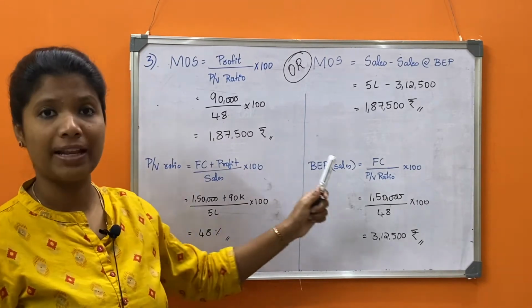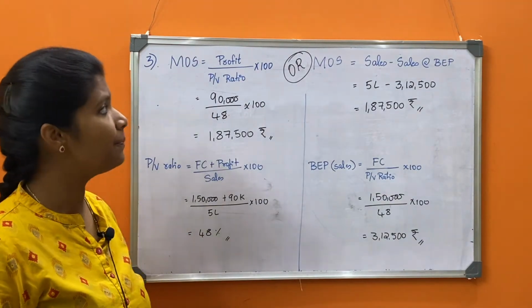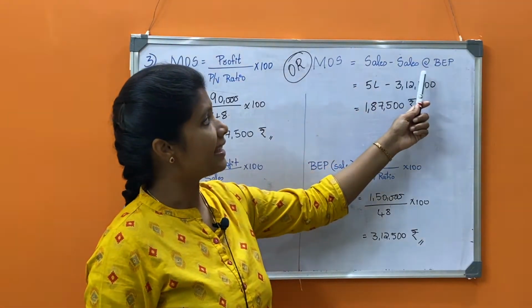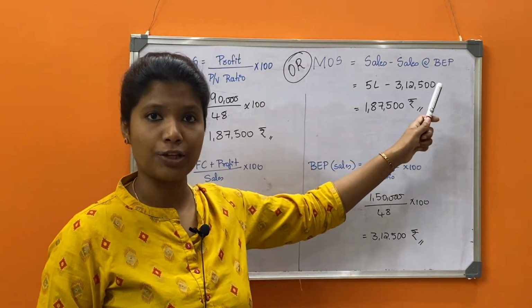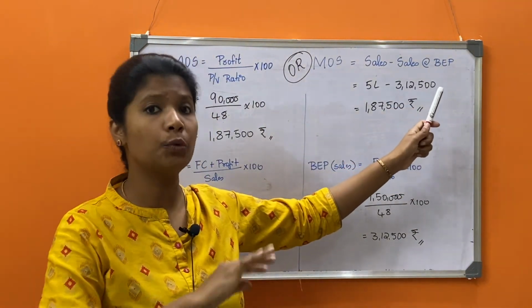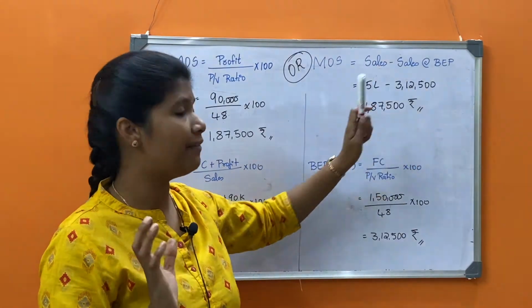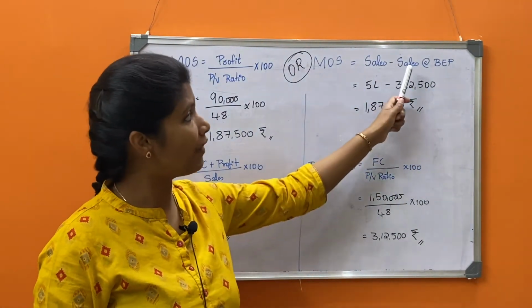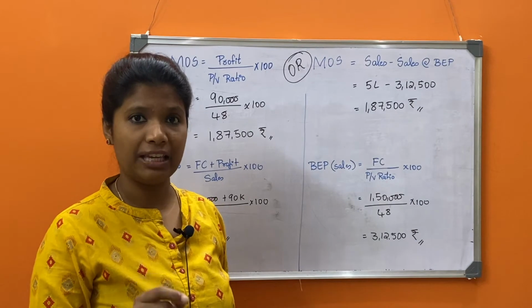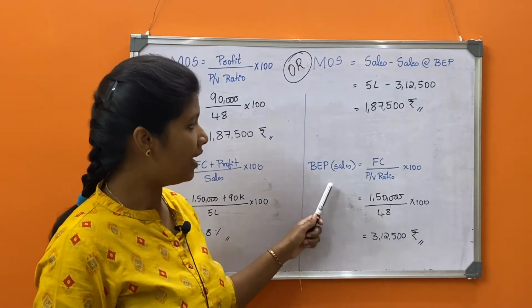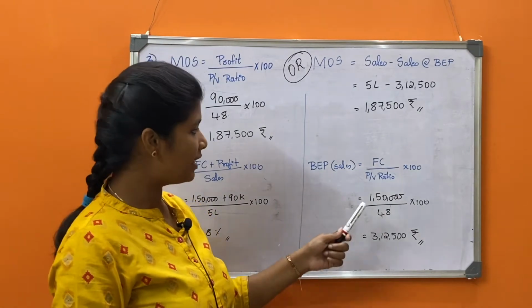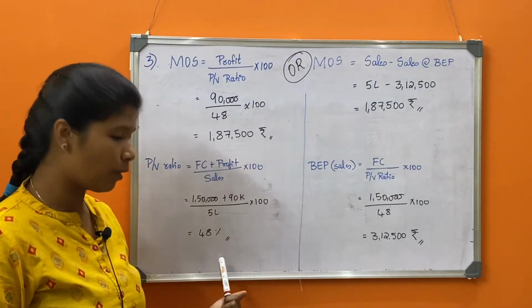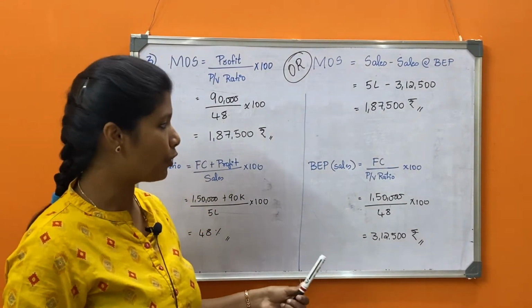Let's look into another method of margin of safety. Sales minus sales at break-even point. Is sales at break-even point given in the question? No, the question only gives the total sales, that is 5 lakh rupees. So we need to find out sales at break-even point. What is the formula? Fixed cost divided by PV ratio into 100. Now this, because already PV ratio we have found out here, so it's simple to solve here.